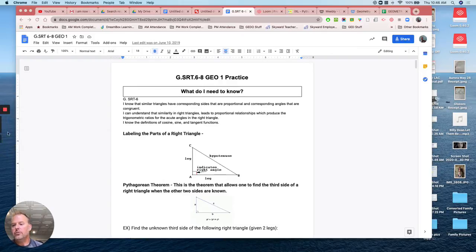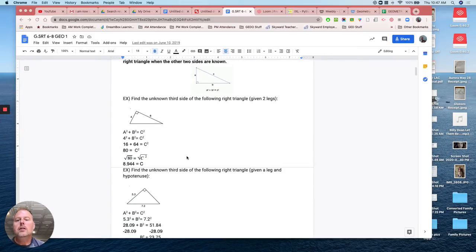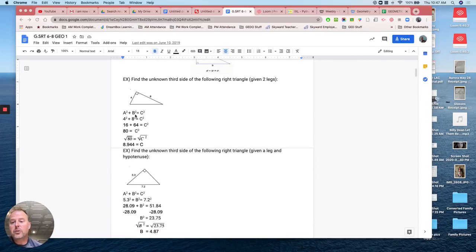Okay, so I'm going to get rid of the drawing here. If I need to find the unknown third side of a right triangle given two legs, remember I'm going to go a squared plus b squared equals c squared. In this case, this is 4 and 8. So 4 squared plus 8 squared is equal to the hypotenuse squared. Again, you can identify the legs by looking at which are the sides attached to that right angle. So 4 squared plus 8 squared is equal to c squared. Remember, we square these first before adding them together. So 16 and 64 is 80. So 80 is equal to c squared, or the hypotenuse squared.